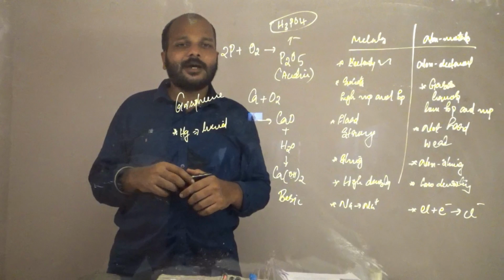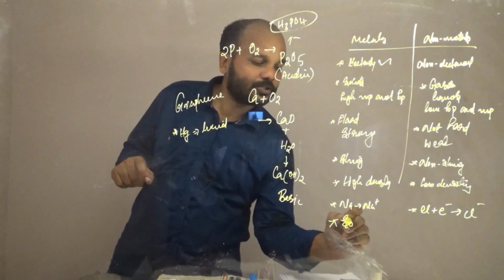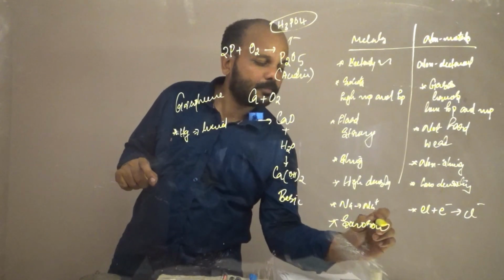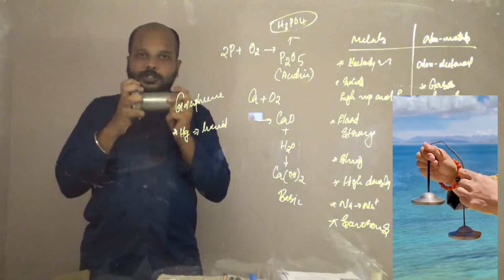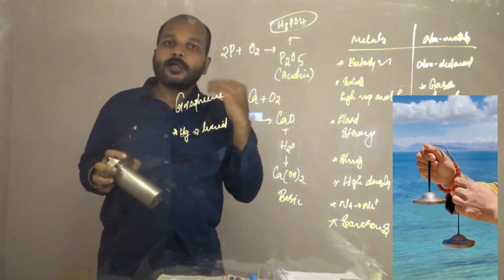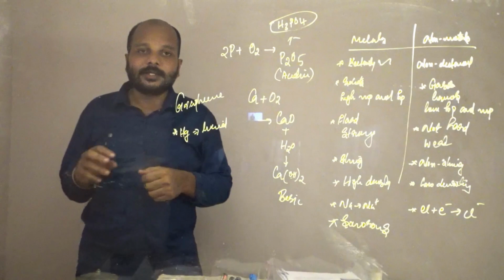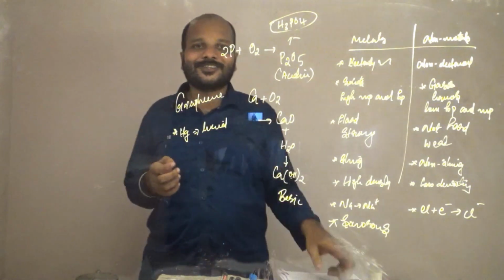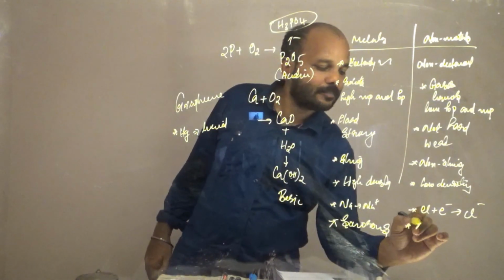And one more property of metals is that they are sonorous in nature. Sonorous means, if you knock it, it will give sound. So the creation of sound if you mechanically hit it, that property is called sonorous nature. And non-metals are non-sonorous.